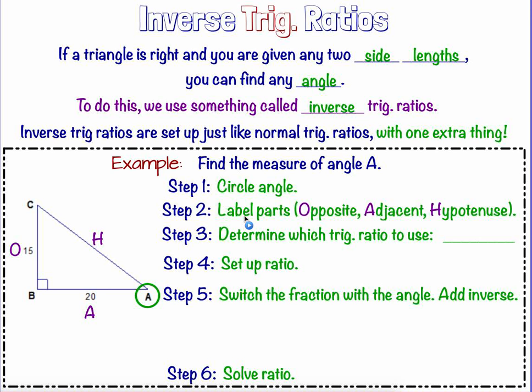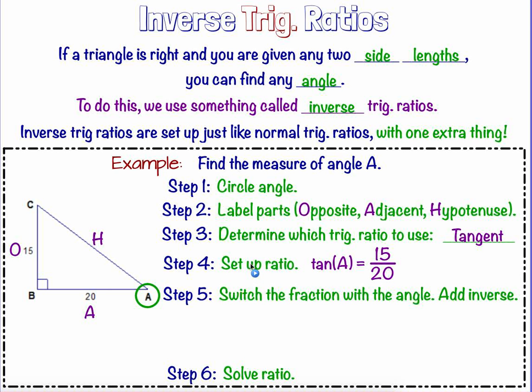Because we don't have the hypotenuse, we need to determine which trig ratio we are able to use. Because we have O and A, if you remember SOHCAHTOA, TOA is the one that uses tangent for opposite and adjacent. So, we should use the tangent. Now what you want to do is set up the ratio. So, that means we want to say the tangent of A equals 15 over 20, opposite over adjacent.